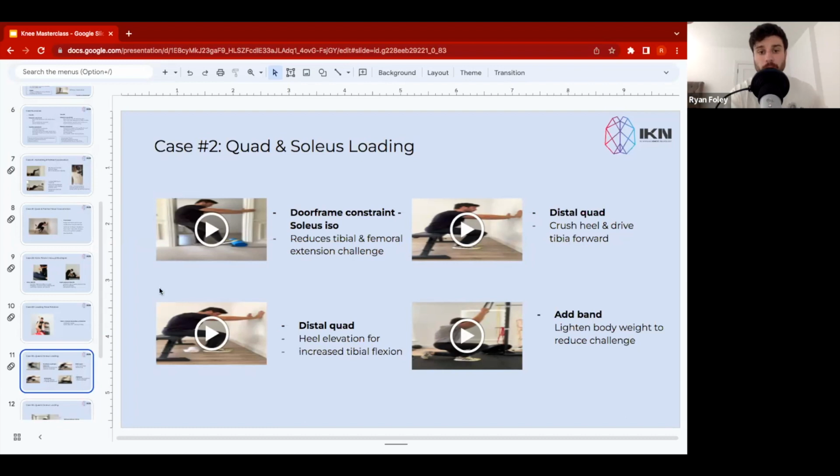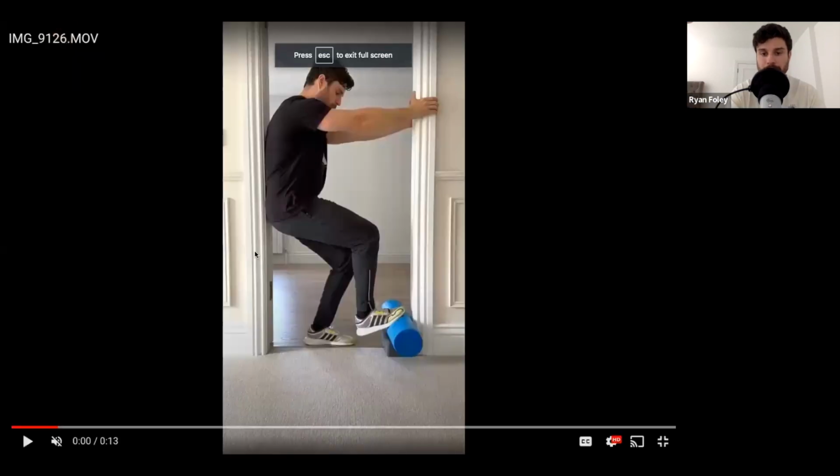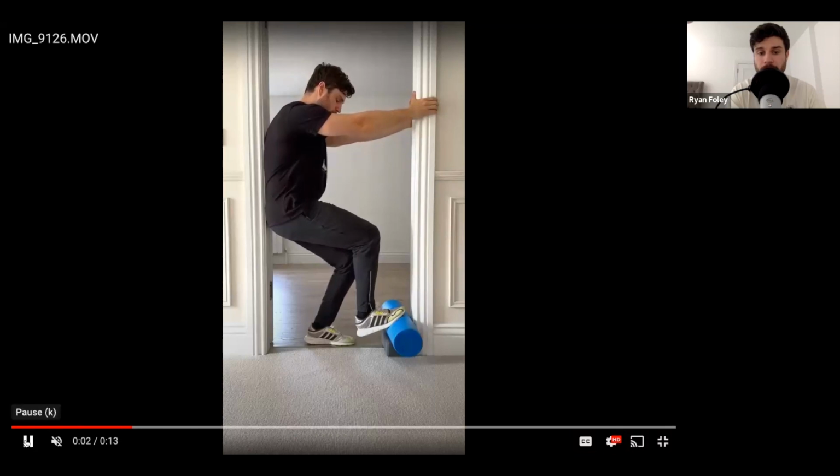Okay, so one strategy that we like to use here, especially early on with clients that may have a poor capacity through the distal quadricep, is this door frame constraint. Because what this really allows us to do is to reduce the challenge on femoral extension and tibial extension, because we can drive that force up and back into the door frame here. Okay, so we're propping the femur up onto a block here. We can manipulate the starting position of knee flexion here as well.